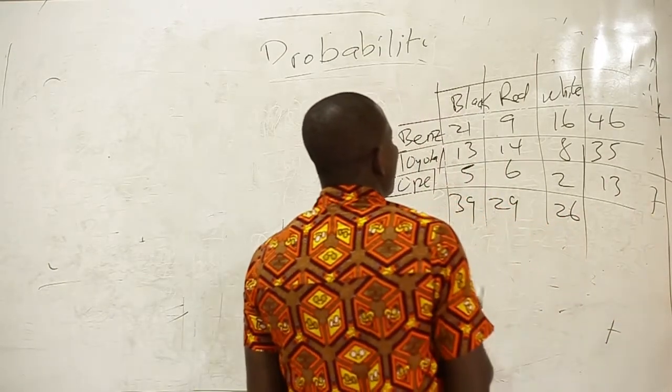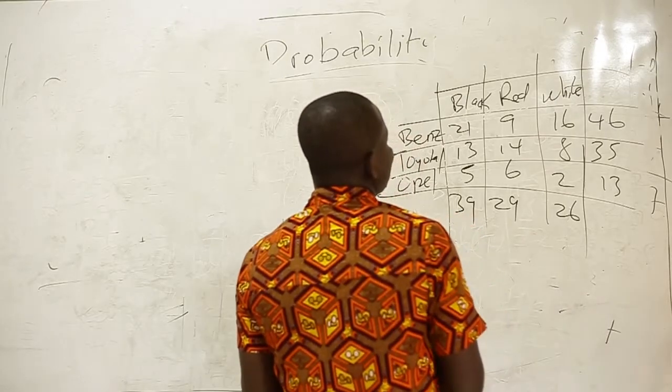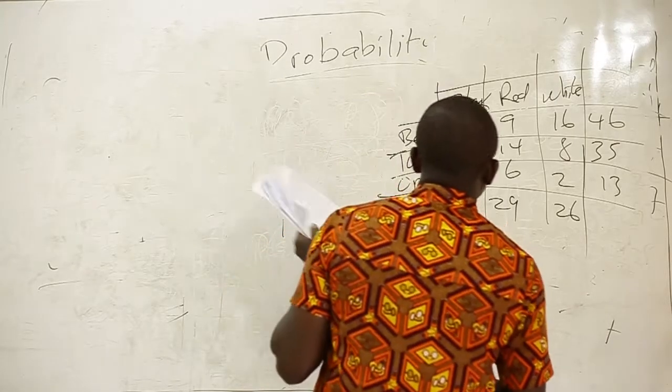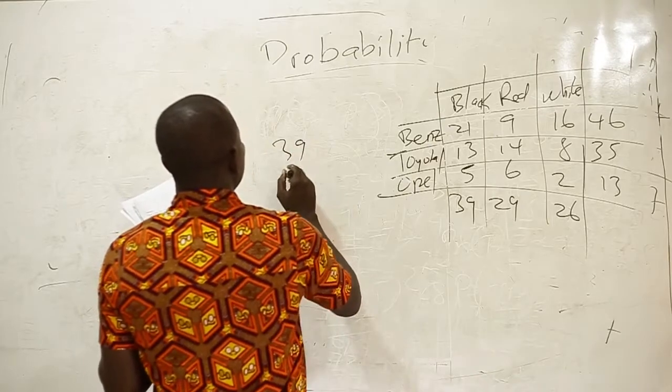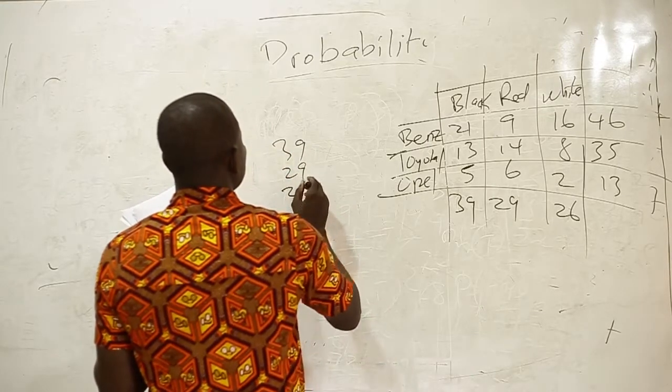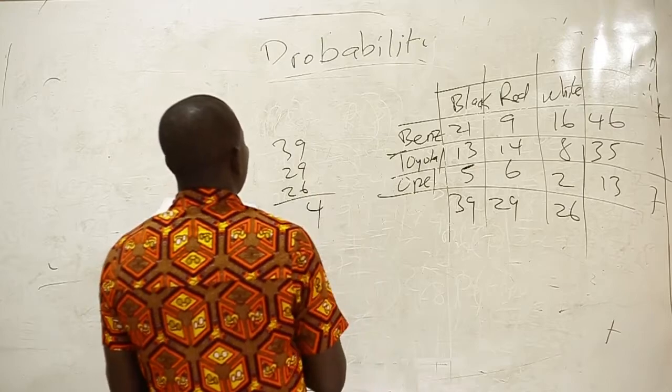Now, interestingly, when you sum up from here, 39 plus 29. So let me do the addition quickly. 39 plus 29 plus 26. Here is 18, 4.